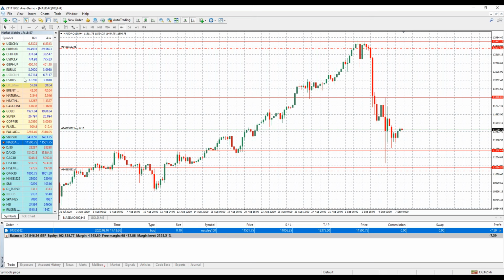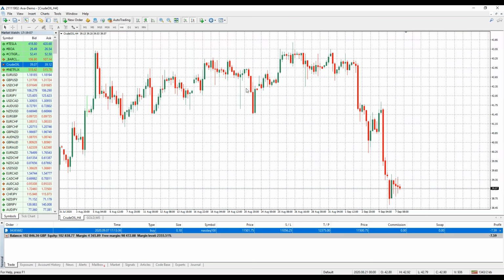Okay, so we could also take a look at oil. So let's take a look at US crude. And you see the drop. Again, this type of rapid drop, this type of rapid movement creates opportunity, creates opportunistic entry points, technically speaking.